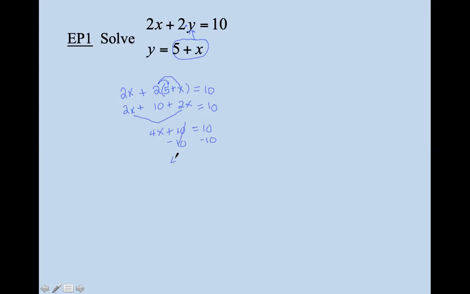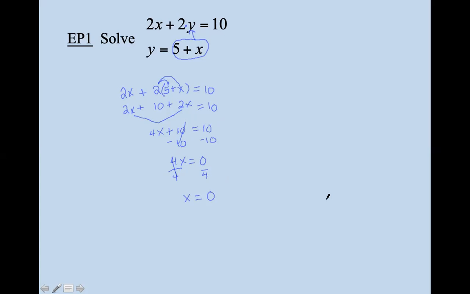Those will go away. I bring down my 4x. On the right side of the equal sign, I have 10 minus 10 is 0. My last step here is to divide both sides by 4. 0 divided by 4 is 0. So I know my x coordinate of my solution is 0.